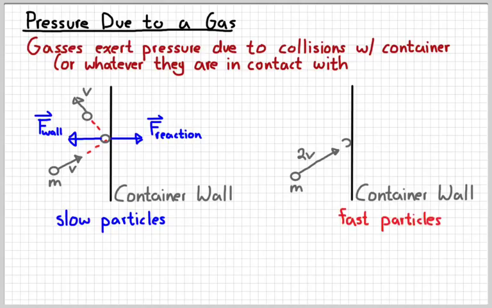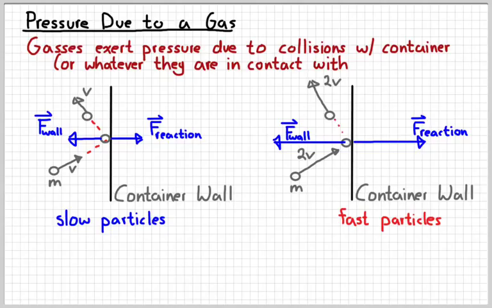when it runs into the wall, there's going to be a larger force on it, meaning there's a larger reaction force on it, because the change in momentum is going to be greater. So we're going from 2v to the right to 2v to the left. That's a greater momentum change than the slow particle, going from v to the right to v to the left.